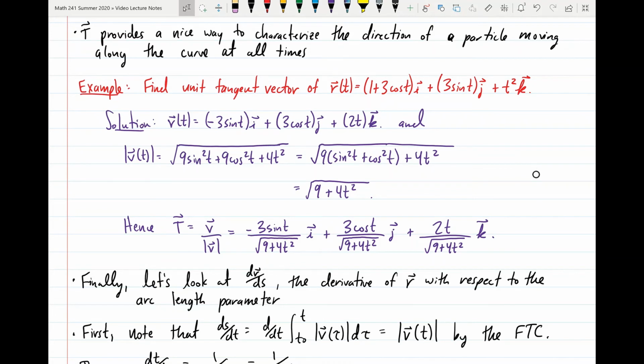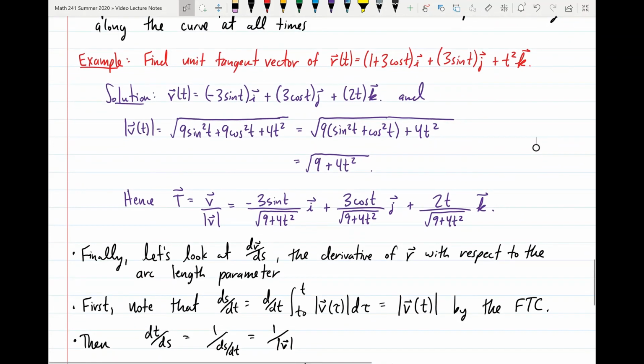So let's say we have the curve r(t) = 1 plus 3 cosine t i plus 3 sine t j plus t squared k, and we want to find the unit tangent vector of this curve. So first we're going to calculate the velocity. The velocity is just the derivative of our curve r, and to find the derivative, we take the derivative of the component functions. We end up finding that the velocity is equal to negative 3 times sine t i plus 3 times cosine t j plus 2t k.